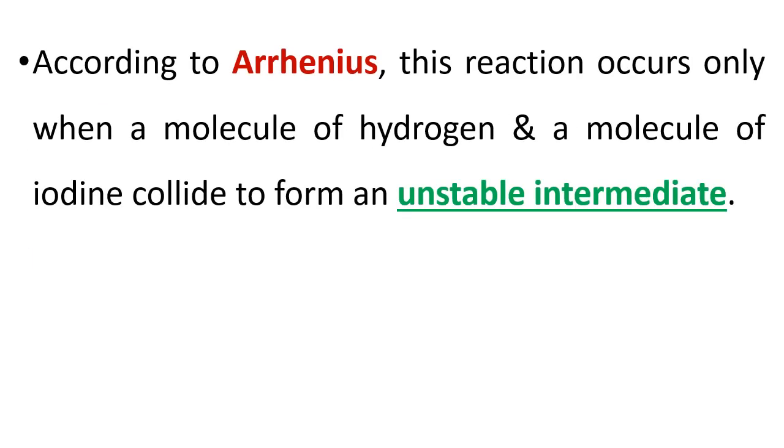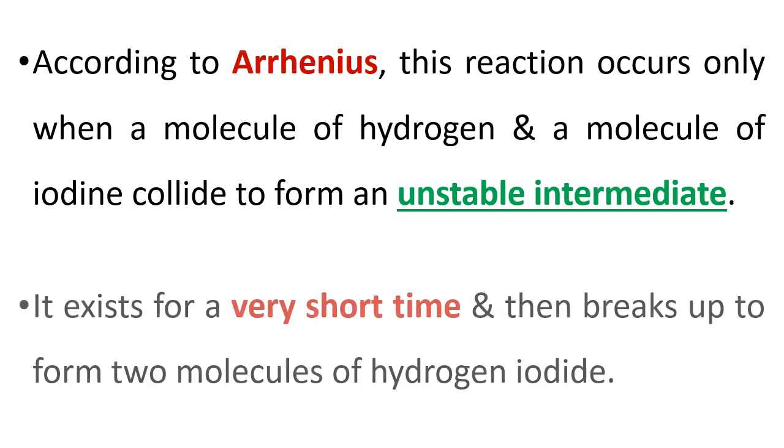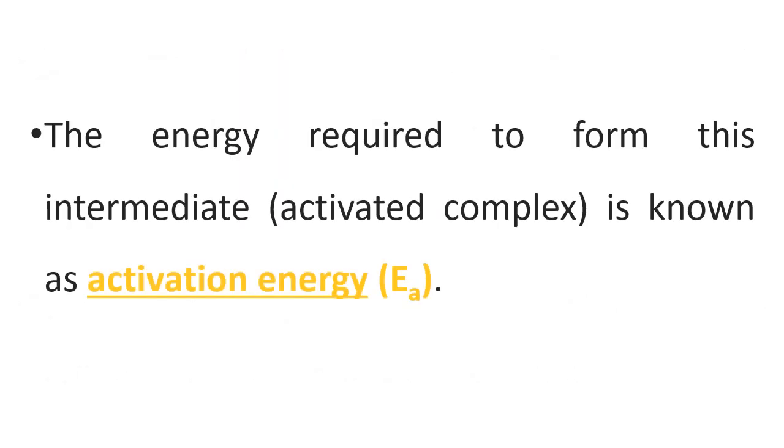According to Arrhenius, this reaction occurs only when a molecule of hydrogen and a molecule of iodine collide to form an unstable intermediate, and this intermediate exists for a very short time and then breaks up to form two molecules of hydrogen iodide. The energy required to form this intermediate, that is activated complex, is known as activation energy, denoted by Ea, which is also called energy of activation.